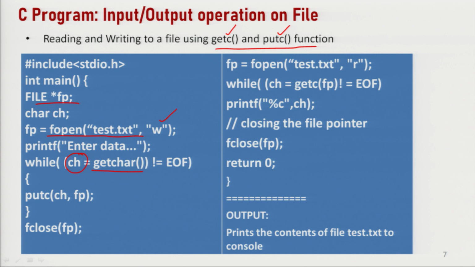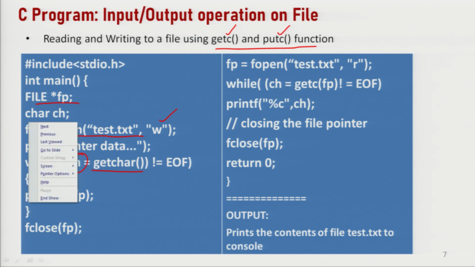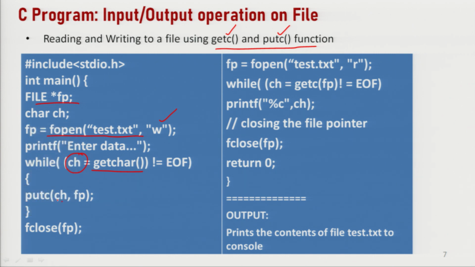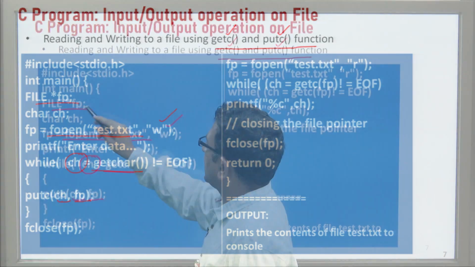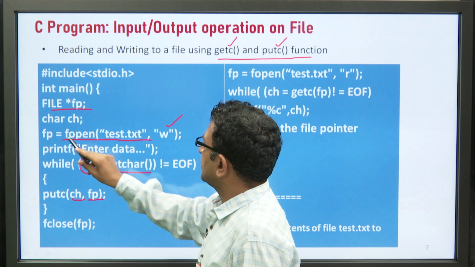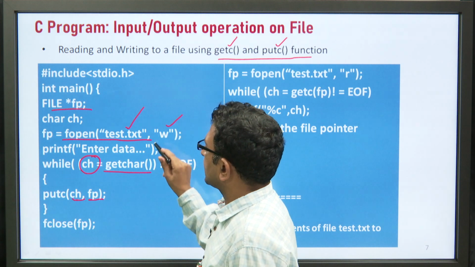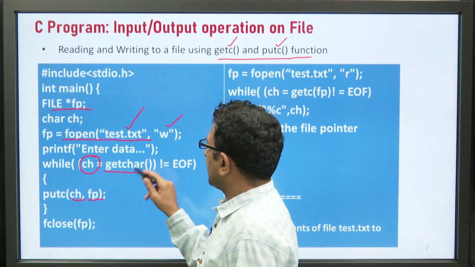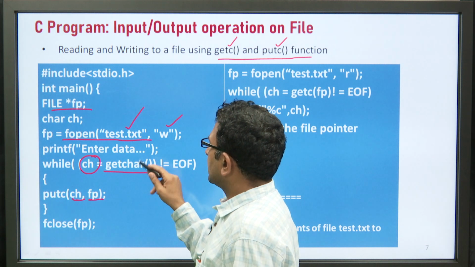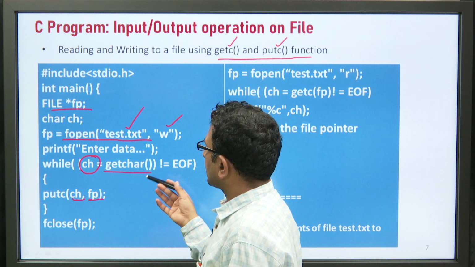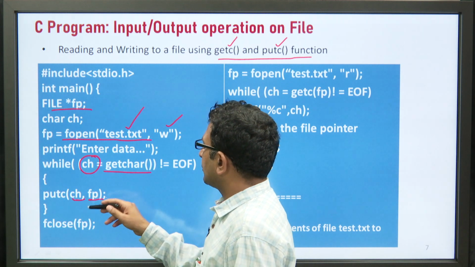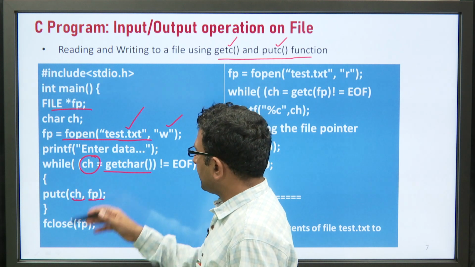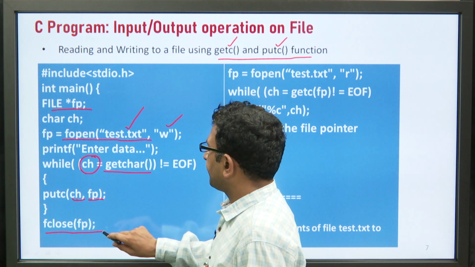So, how can we write it? Using the putc function. Just see here, putc, we are passing the character which we want to write, and we are also passing the file pointer, in which file we want to write. The file pointer is fp, and fp is referencing which file? text.txt. So this while loop will run as long as we are giving inputs from the console, and those characters will be written into this particular file. Once it is completed, we will call the fclose function over here.